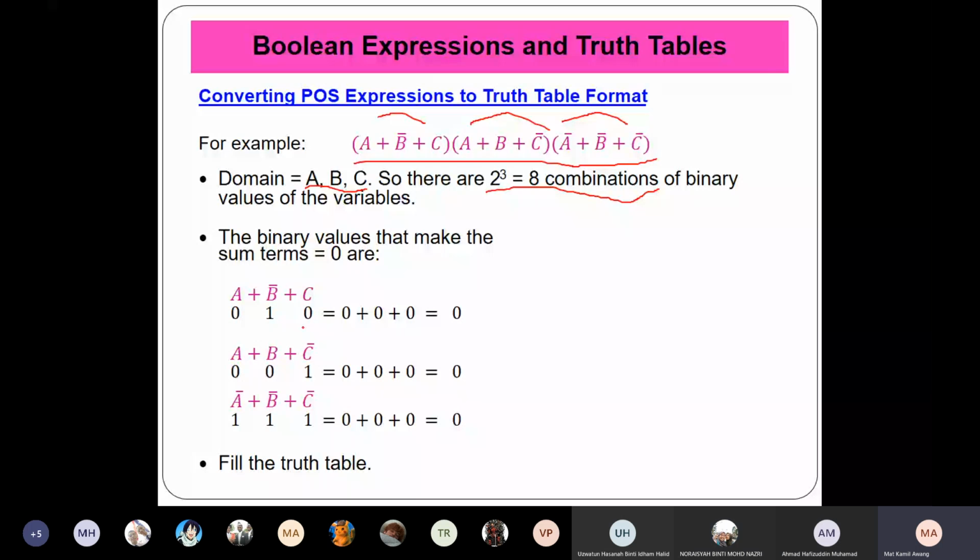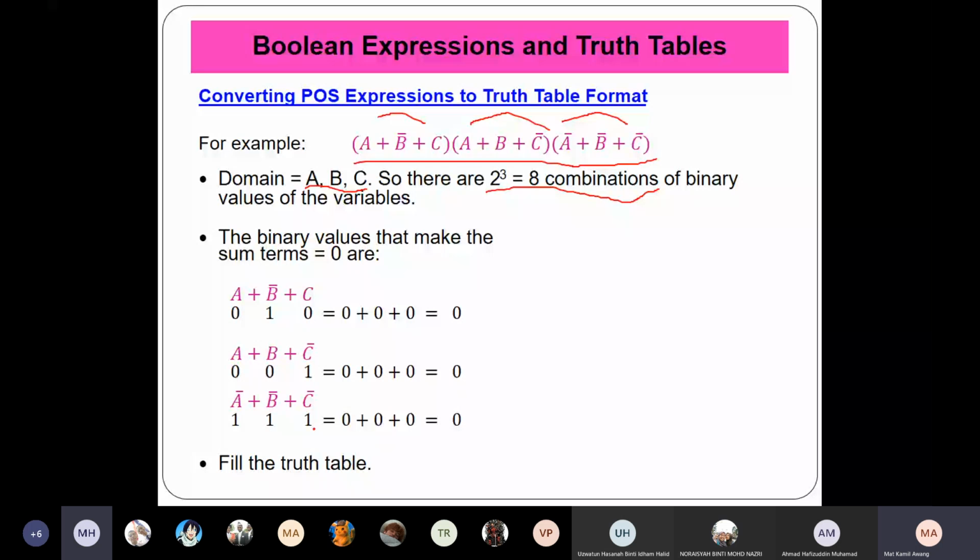The second term is A plus B plus C bar. So A is 0, B is 0, and C bar is 0, basically that C is 1. For the term A bar plus B bar plus C bar, A bar to be 0 requires A to be 1. So B is 1 and C is 1.